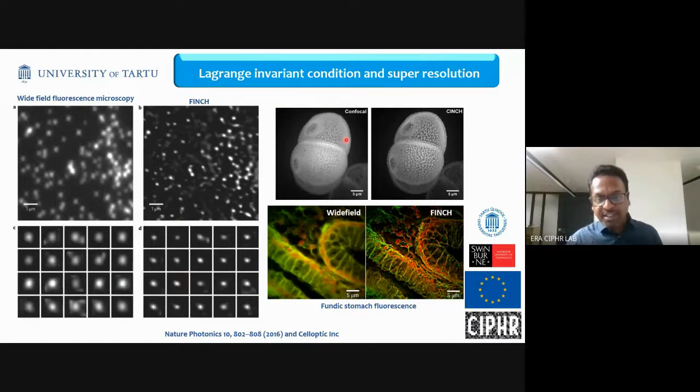And this is the pollen grain, I think, pollen sample. And definitely you can see a super resolution here. And this is the fundic stomach fluorescence image. So this made Finch a very valuable tool. And Professor Rosen and Brucker went on to create a company called Cell Optic, which creates 3D fluorescent microscopes based on Finch.